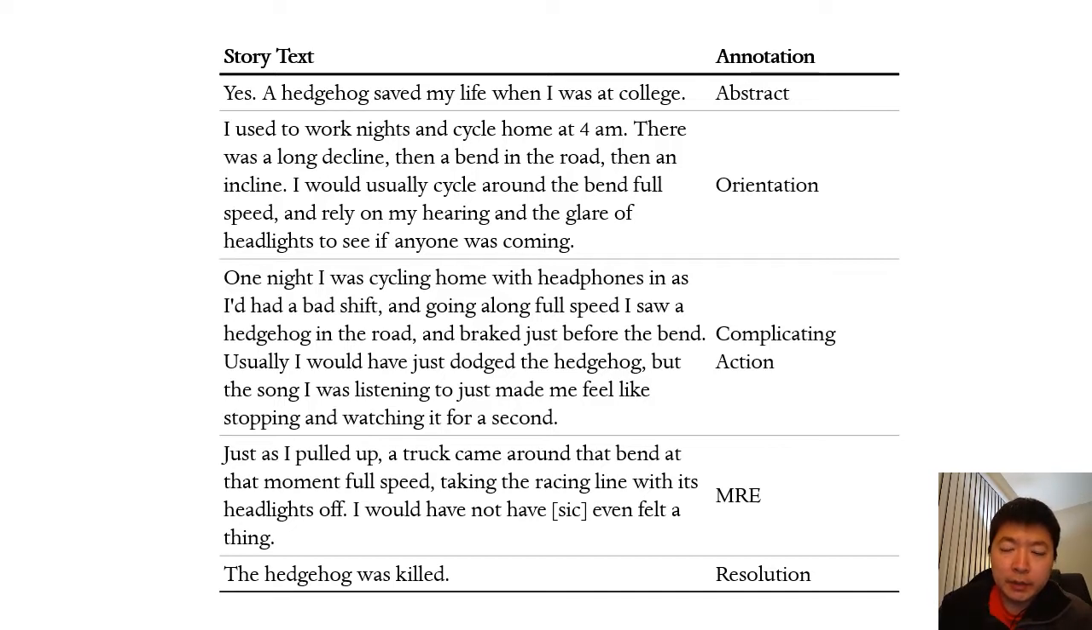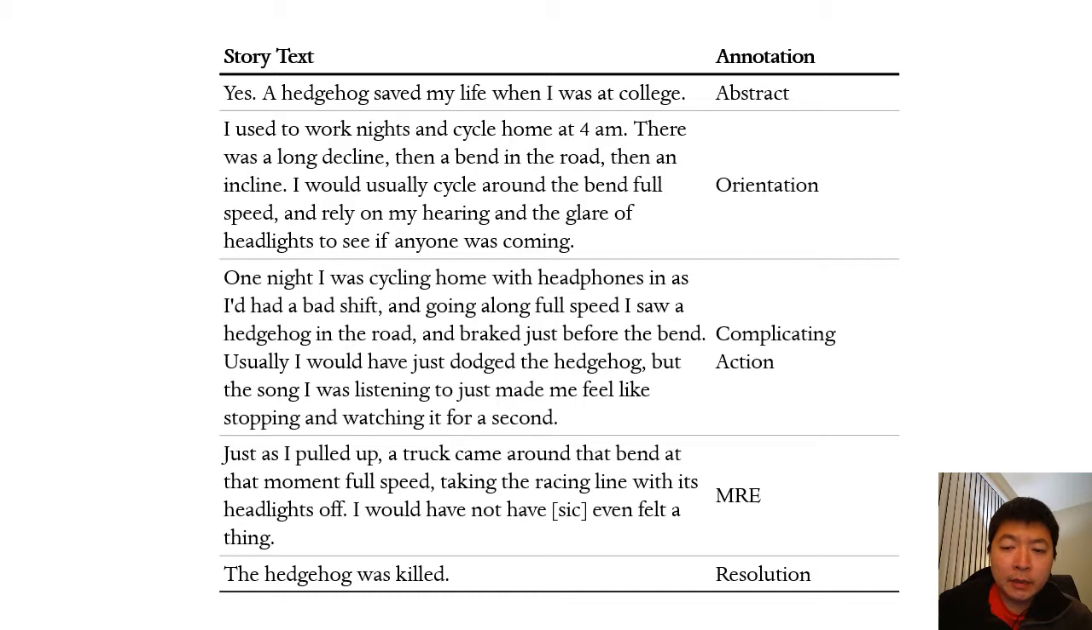Here we have a story that is pretty short, but does contain all the major categories like a long story. At the beginning, the narrator uses the abstract to summarize the story, a hedgehog saving the narrator's life. In the orientation, some background is being introduced. The narrator used to work nights and cycle home at 4 a.m.